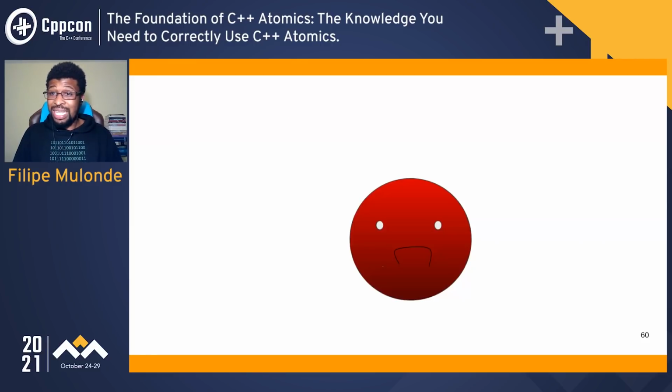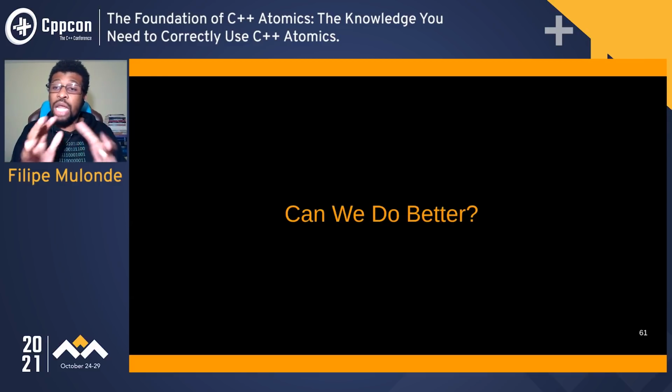And for performance, that is terrible, right? We are stalling the whole pipeline because of one instruction. And the question is, can we do better?